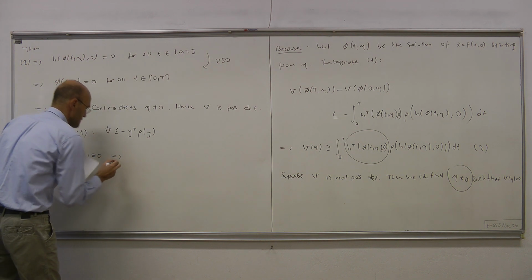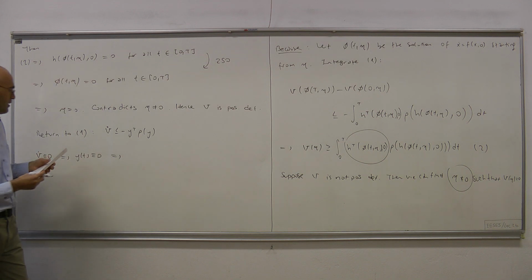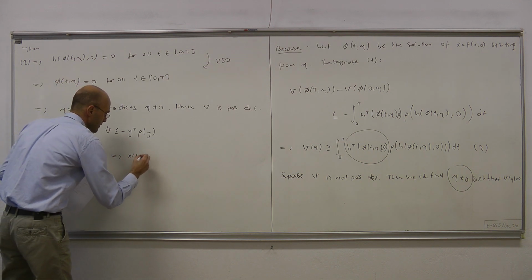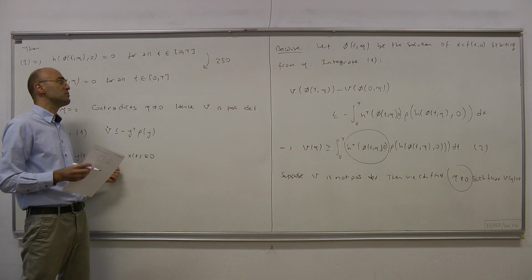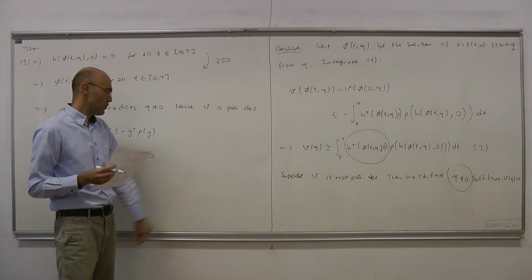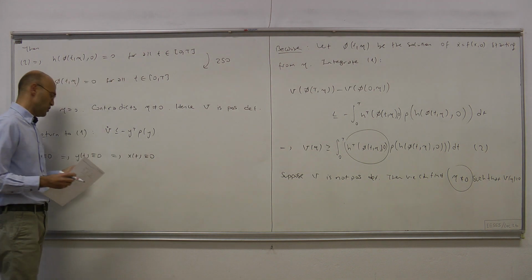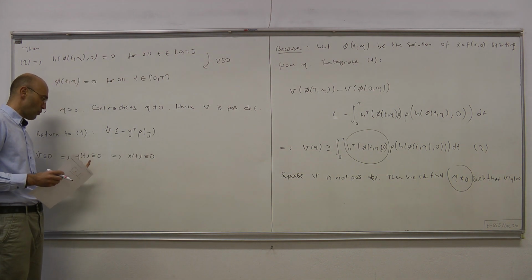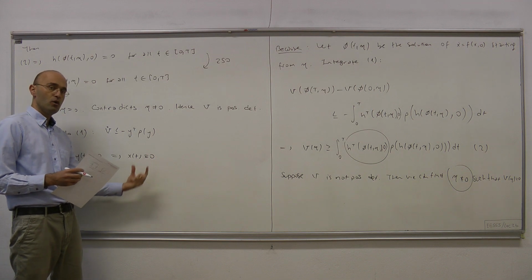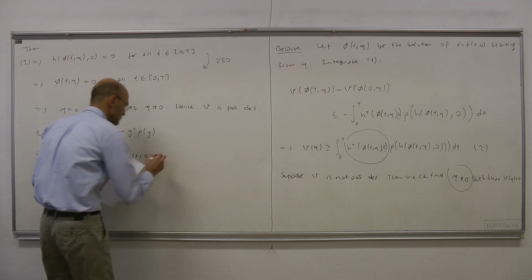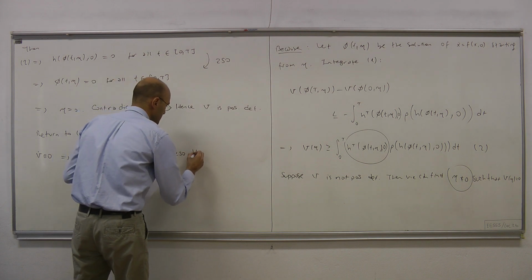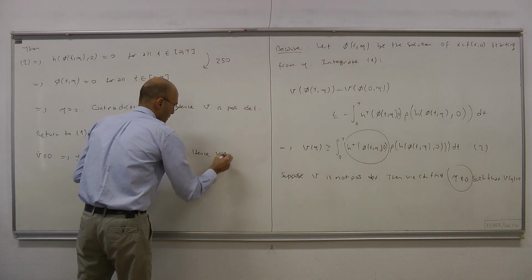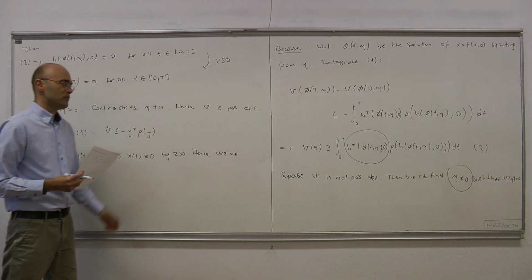Now this implies x of t is identically 0. And the reason that we have this implication is because the system is zero state observable. Zero output throughout an interval means zero state by zero state observability. Hence, we have obtained the following.